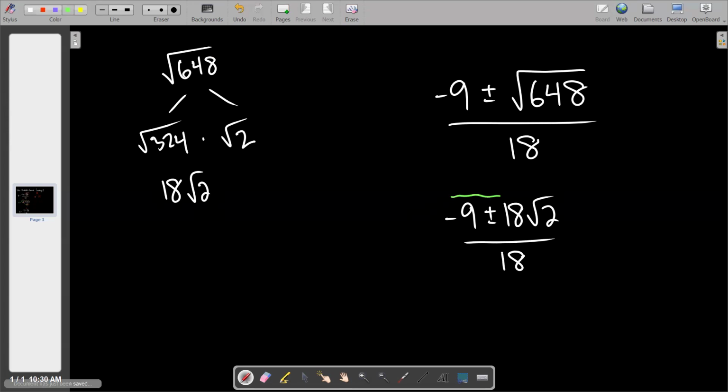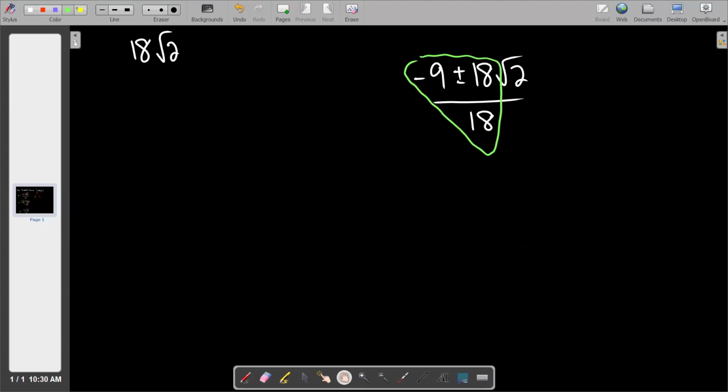Drawing my little triangle this time. Can all the numbers in the triangle be simultaneously reduced? 9. Every one of those numbers can be divided by 9. So if you divide them all by 9, what do they become? -1. You do need that one, by the way. Some ones can go away. Not that guy, he's a placeholder. -1 plus or minus 2 root 2 divided by 2.